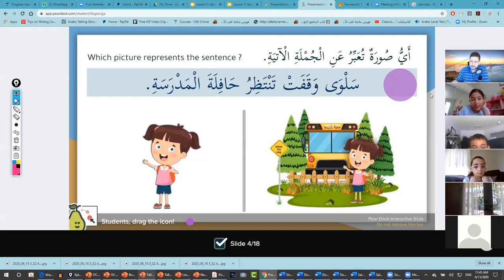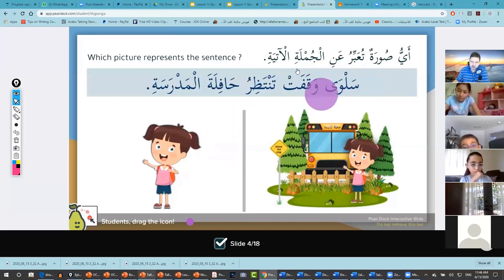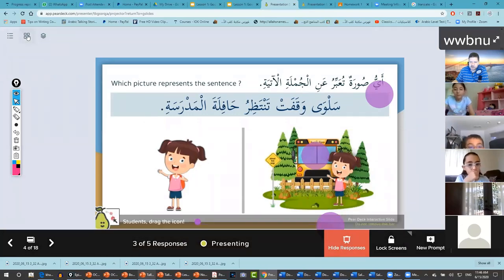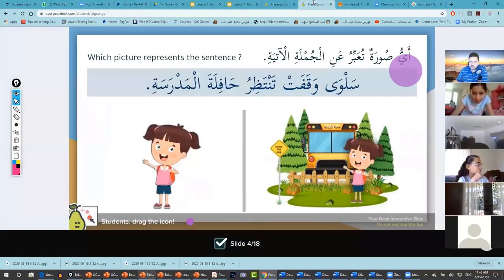Bara'a, اقرأي. سلوى وقفت تنتظر حافلة المدرسة. So now after I read this, whatever you understand from this sentence, you have to put the circle on the picture that represents what you read. Let's see the answers here. Try to move the circle into the correct picture.